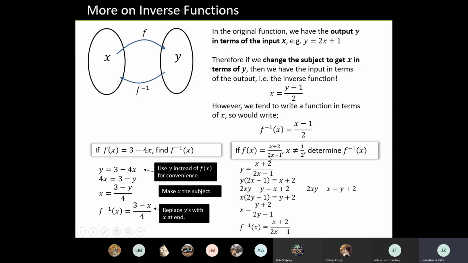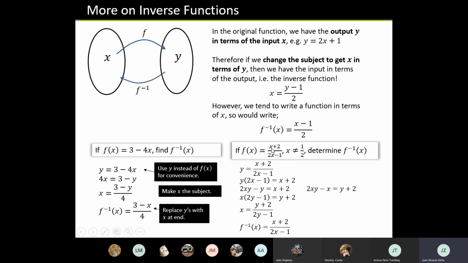Now this is tough because you can't do it GCSE style. First of all, the function is (x plus 2) over (2x minus 1) for any reals, but notice we can't put in a half, because if we put in a half, we wouldn't be able to get an output, and so that means it wouldn't be a function. So we must avoid x equals a half. But in terms of finding the inverse, don't worry about that half.